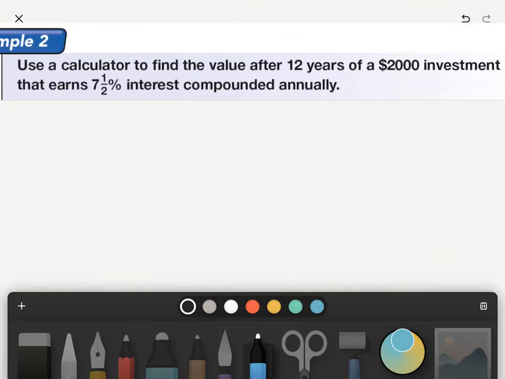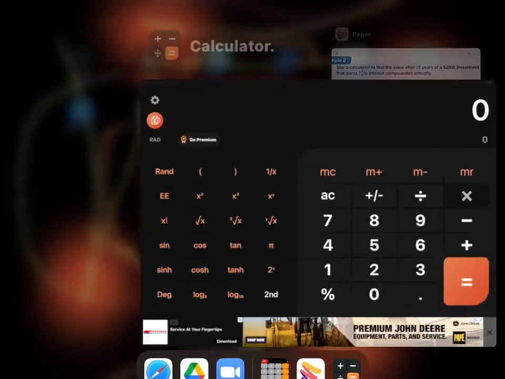All right, so we're going to use the calculator I downloaded. This one is use a calculator. This calculator is a little bit iffy because it fires the front of the number off the edge, but it shows it in little numbers underneath. You'll see. Use a calculator to find the value after 12 years of a $2,000 investment that earns 7.5% interest compounded annually. That's a bit of a mouthful.